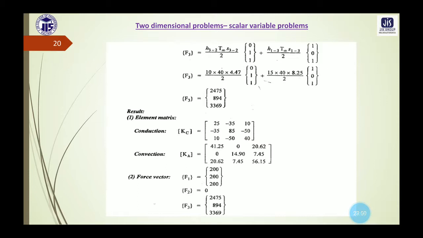So this is the final result that we have present here. The stiffness matrix for the conduction heat transfer, it is Kc, then the stiffness matrix for the convection heat transfer, it is Kh, and the force vectors F1, F2 and F3 we have also written here. So this is the procedure by which we have calculated these element matrices and the force vector, considering the thermal problems for the heat conduction.